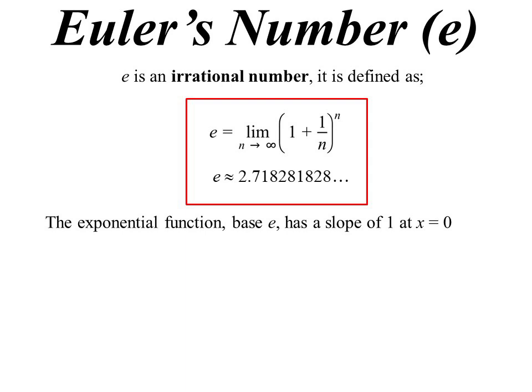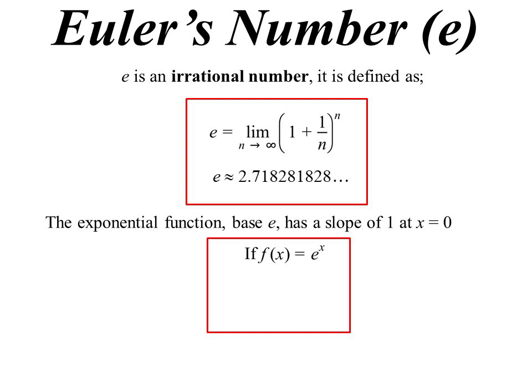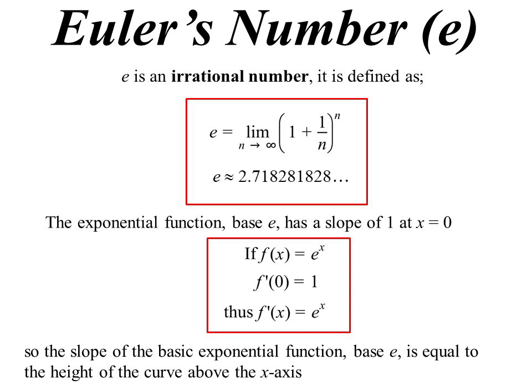Now, what we do know is the exponential function, where the base is this wonderful number, Euler's number, it will have a slope of 1 at the y-intercept. So therefore, if function x is e to the power of x, remember we just said the derivative was m times e to the power of x, where m was the slope of the tangent at the y-intercept, which we've just said is 1, then the derivative is also e to the power of x. What this basically means, the slope of the basic exponential function, the one with the base of this wonderful number e, is always equal to the height of the curve above the x-axis, because the y value will always be the same as the derivative.